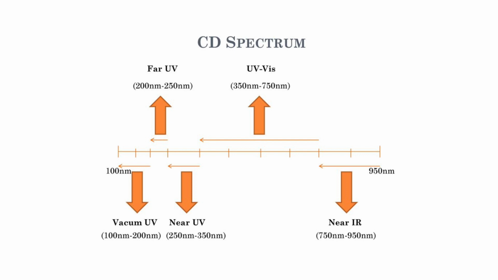So this shows the spectrum of light. Vacuum UV spectrum ranges between 100 to 200 nanometers, near UV ranges from 250 to 350 nanometers, near infrared 750 to 950 nanometers, and far UV 200 to 250. The UV visible spectrum is the range of all the visible colors you can see along with the UV, and it's 350 to 750 nanometers.